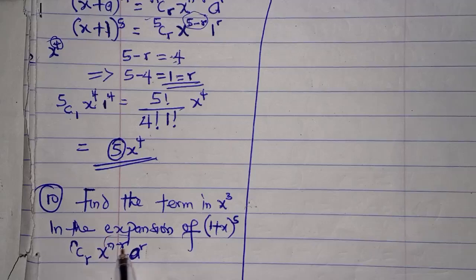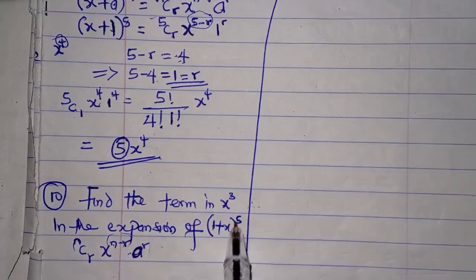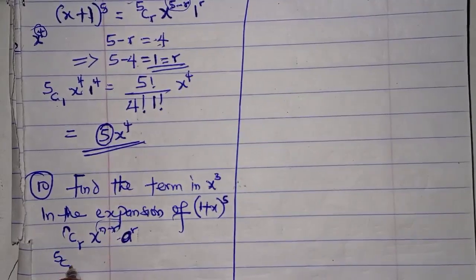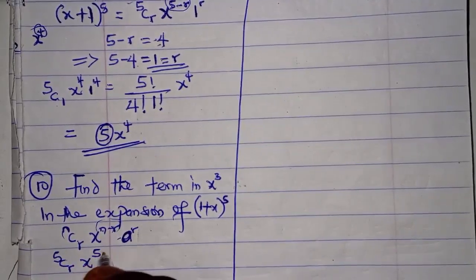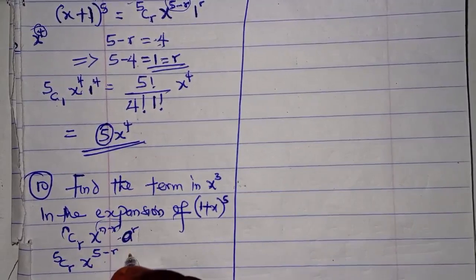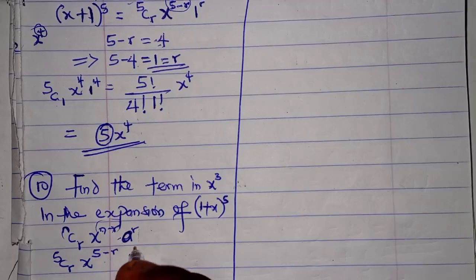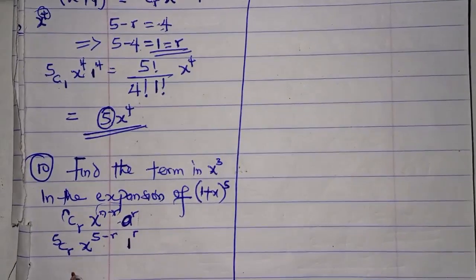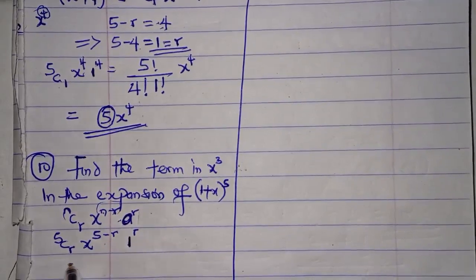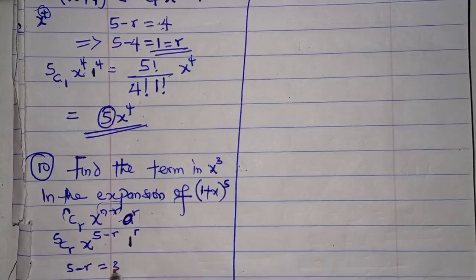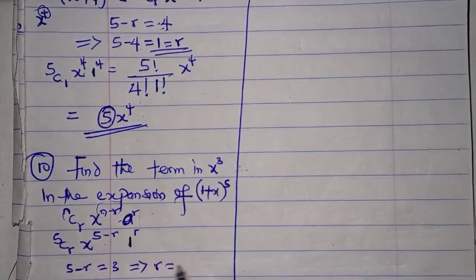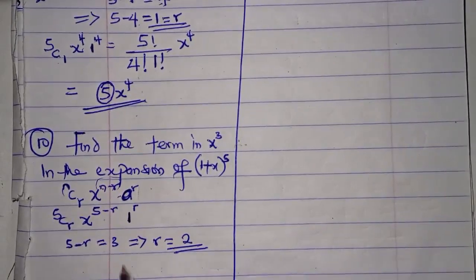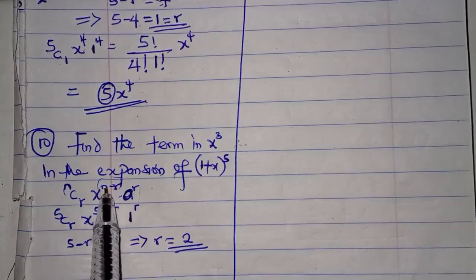It means that n minus rho must be equal to 3. So since n is 5, we now have 5 combination rho into x to the power of 5 minus rho. Then we have 1, which is a to the power of rho. And since it is x to the power of 3, therefore 5 minus rho must be equal to 3, which implies that rho is equal to 2. So when rho is equal to 2, the power of x is 3.